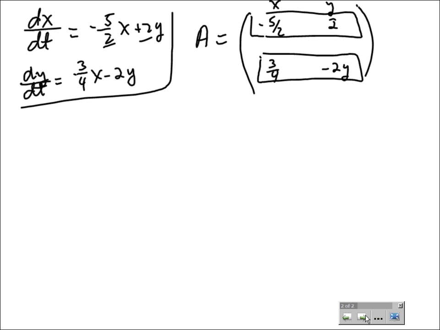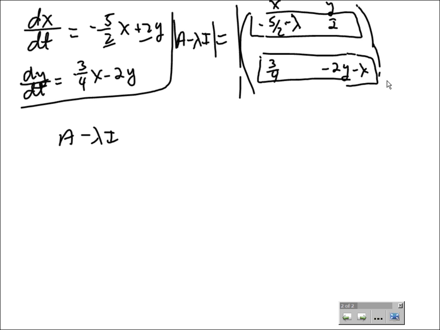So now we want A minus lambda I. That is, we take away lambda from the diagonals. As easy as that. Just take away lambda. So that is no longer A on top here, but rather A minus lambda I. And we want the determinant of this, which will be this product.